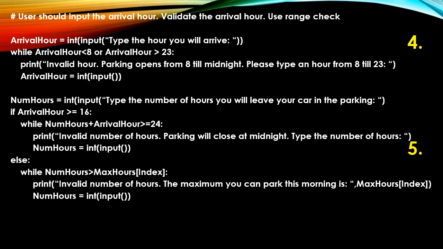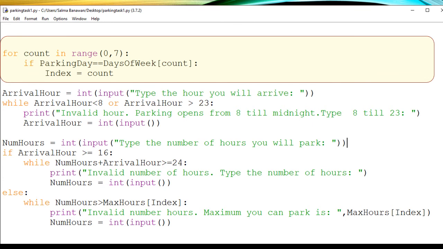Once step 5 is done, you have a valid parking day, a valid arrival hour, and a valid number of hours of parking. You're ready to calculate the cost before adding the frequent parking number discount.